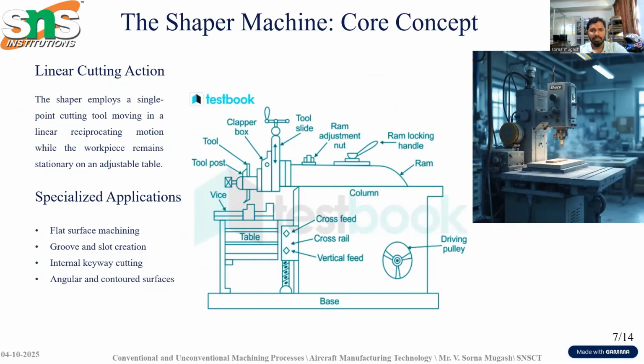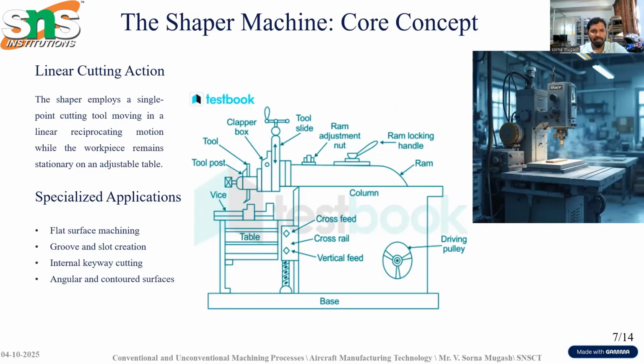So then the next one is the shaper machine. Now the shaper is a master of linear cutting action. A single-point tool reciprocates linearly while the workpiece sits steady on an adjustable table. It's specialized for flat surfaces, grooves, slots, internal keyways, and even angular contours. In aircraft assembly, these cut keyways for gears, set up for axles where flats and slots rule.